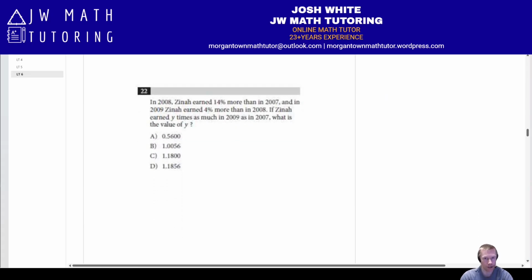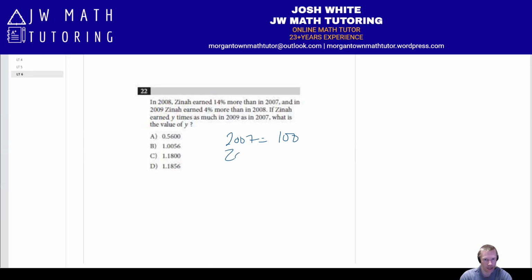Next up, question number 22. Here we have one that deals with percentages. So, easiest way to do these, I think, is the strategy of picking numbers. So I'm going to start with 2007 as, say, earning $100. When you have these percentage problems, almost always you want to start with 100 as the original amount.